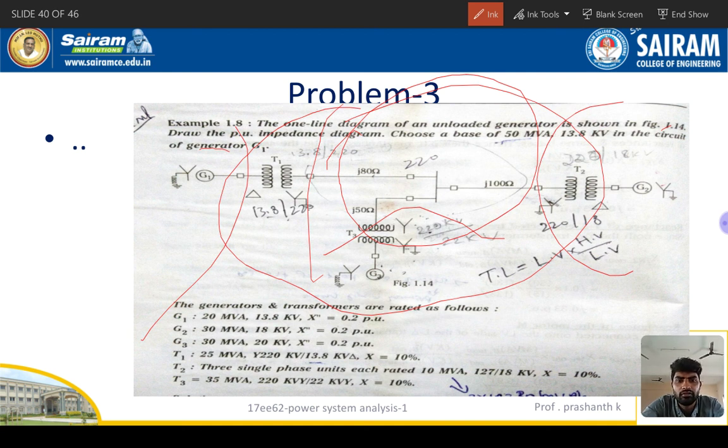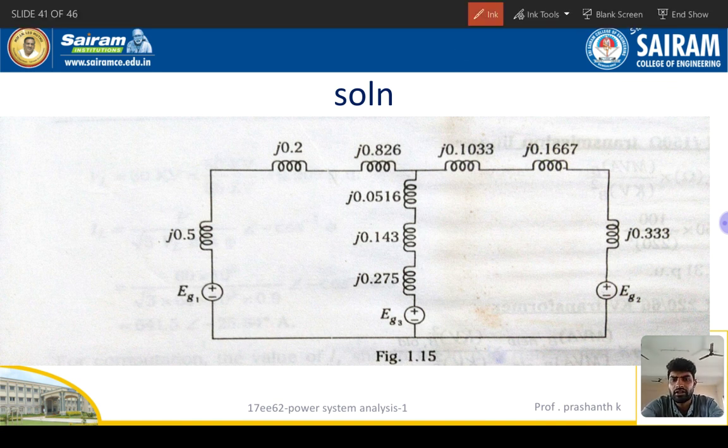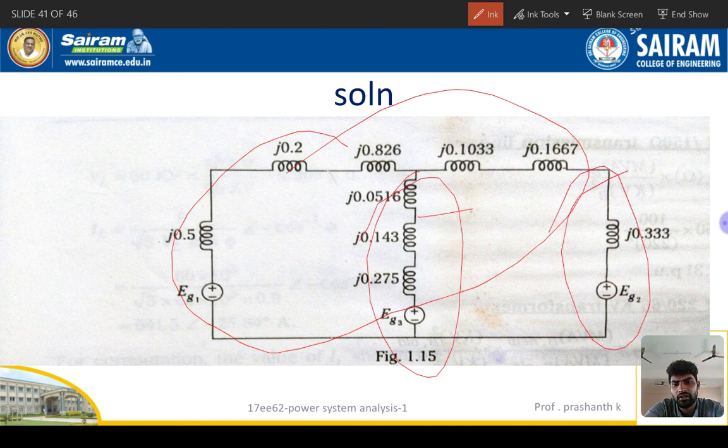Next we have 13.8 kilovolts, that is maybe kVb base, and the MVA base is 50 MVA. Just solve the problem and you'll get the answer like this. And finally you have to draw a diagram. Drawing this diagram is very easy, right? Already we solved this problem. So this part is the center part, and this one is this one, and this one is this one, right?